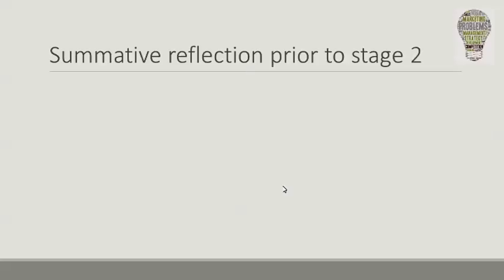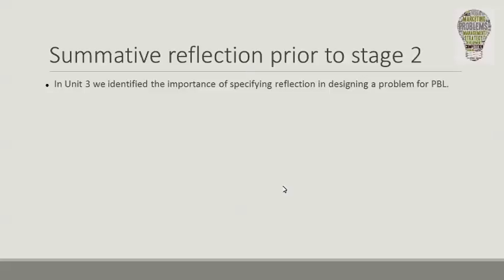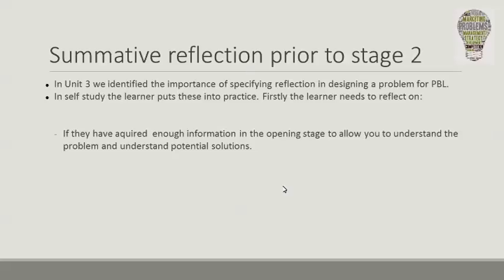Summative reflection prior to Stage 2. In Unit 3, we identified the importance of specifying reflection in designing a problem for problem-based learning. In self-study, the learner puts these into practice. Firstly, the learner needs to reflect on if they have acquired enough information in the opening stage to allow them to understand the problem and understand potential solutions.